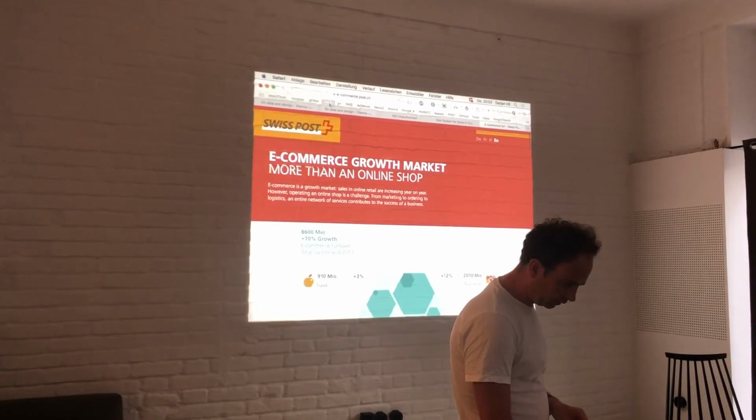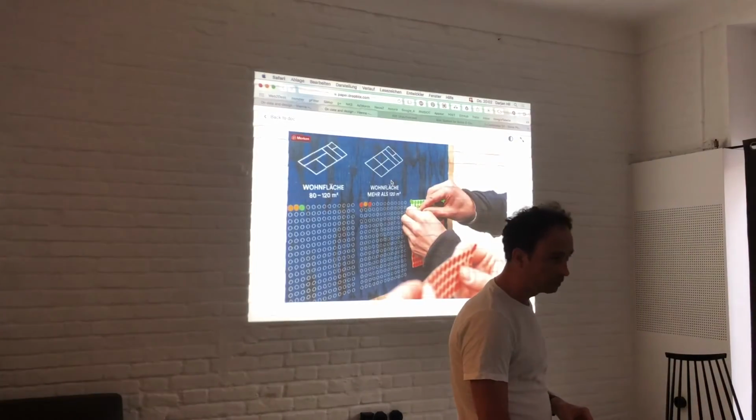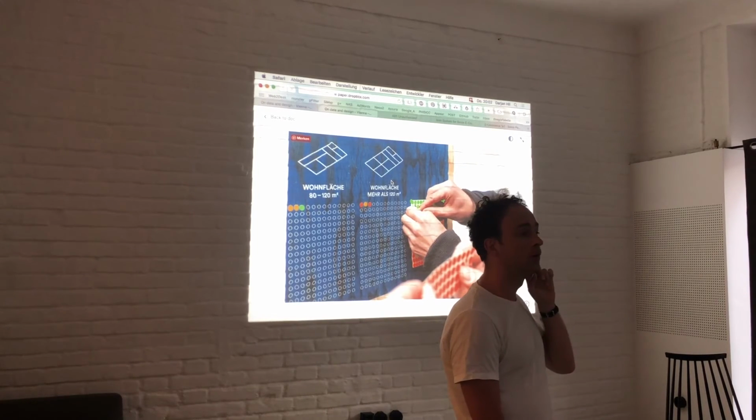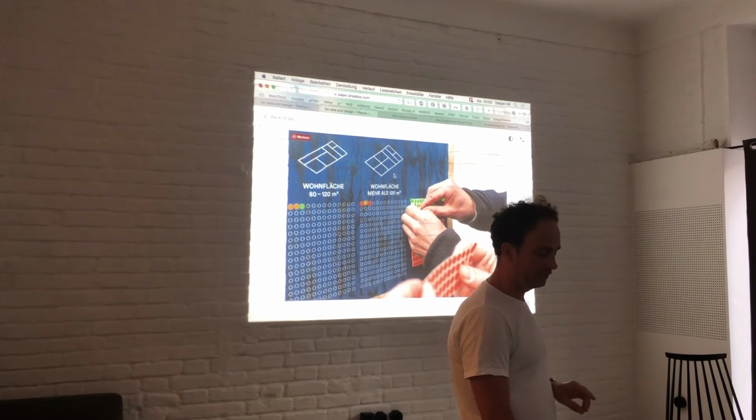Okay. What are you using for the front end in this case? Front end, what are you using for the front end? React.